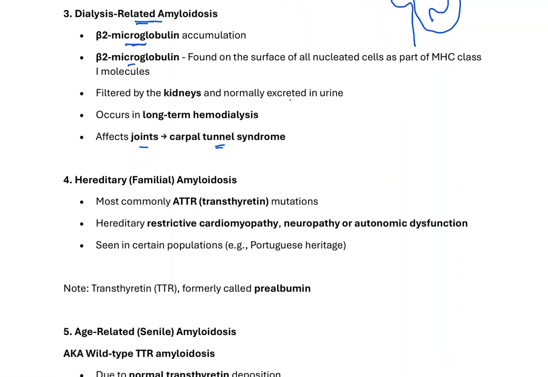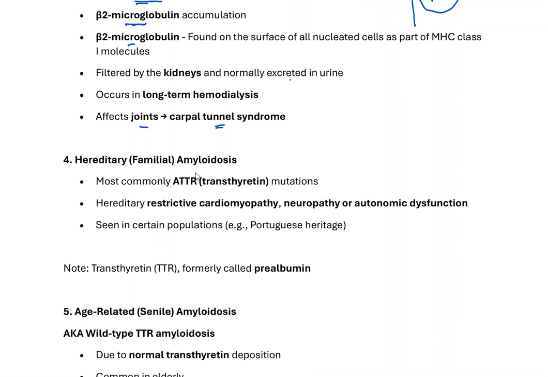Moving on to the next type, which is hereditary familial amyloidosis. And this is mostly due to transthyretin mutation, which is ATTR mutation. And in this patient, remember this transthyretin is what we used to call prealbumin. And the prealbumin is produced from the liver. And because of this mutation, these patients are making tons of this protein, and this could accumulate inside the heart. It can cause restrictive cardiomyopathy. It could also accumulate in the nerves. It can cause neuropathy and autonomic dysfunction.